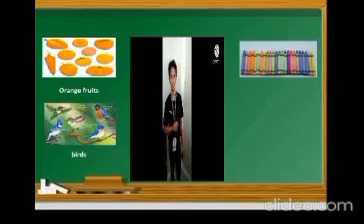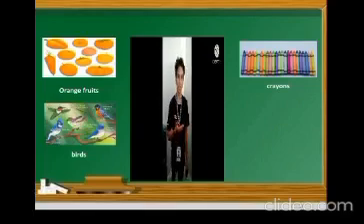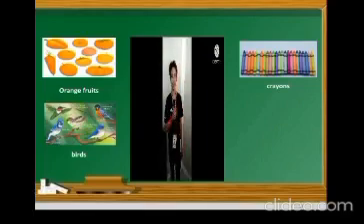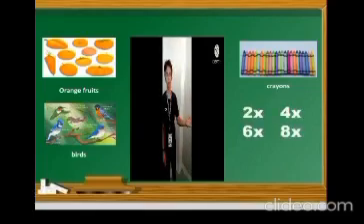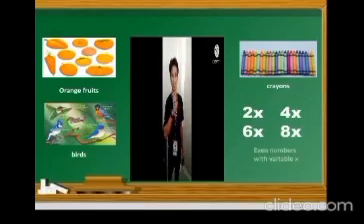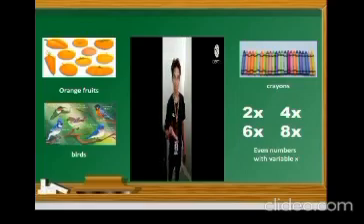Very good. The color of the fruits and vegetables are oranges. How about the second one? That's right. They are all birds. And the third one? Excellent. Even though they are different in colors, we can say that all of these are crayons. And the last picture, brilliant! The numbers are even with the variable x.